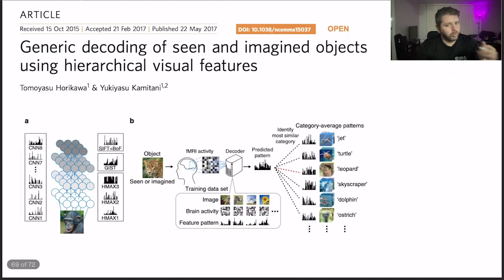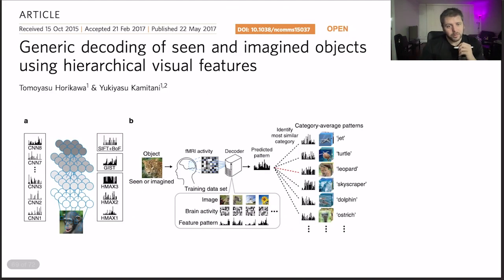And so one of the papers that we're going to see in the upcoming paper series is this paper by Horikawa and Kamitani. And they took this idea and had very, very interesting observations. So they also had this 8-layer CNN we have in A.